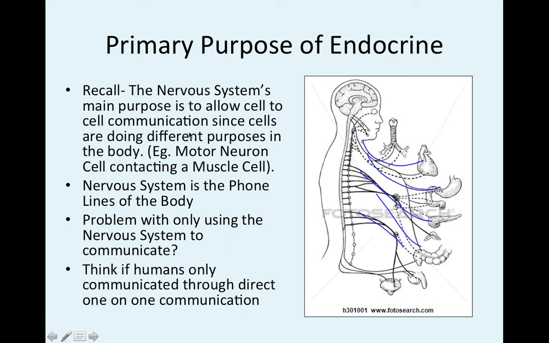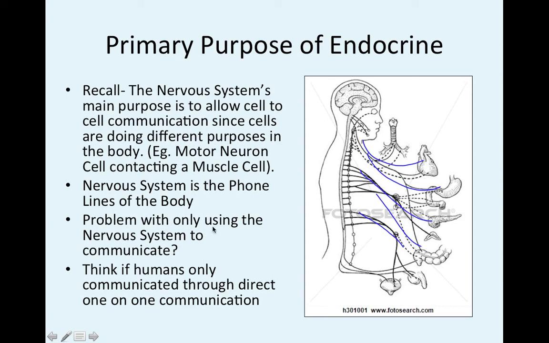Since cells are doing different purposes in the body, you've got muscle cells, liver cells, neurocells, cardiac cells, and all these different cells need to communicate with each other. Well, when one cell group wants to contact another cell group, or one tissue wants to contact another tissue, or an organ to a tissue, we use the nervous system. An example would be a motor neuron in your brain contacting a muscle cell. So there you've got neurocells and muscle cells, and they're communicating with each other. You can look at the nervous system as kind of like the phone lines of the body.